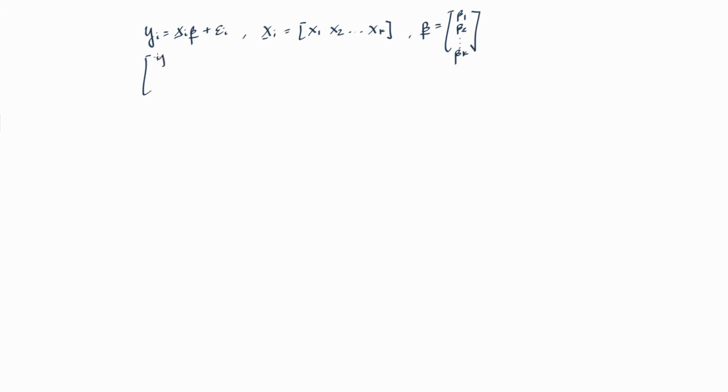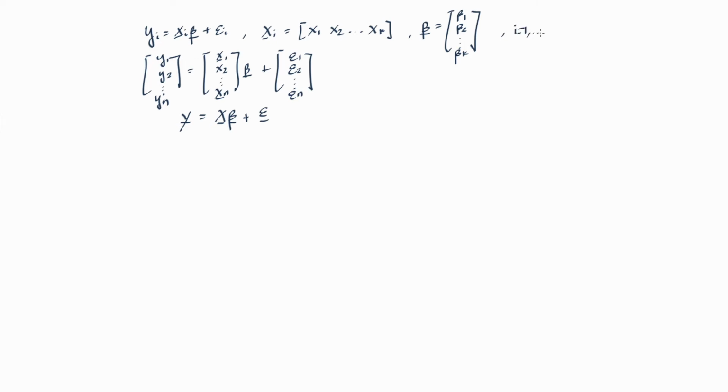So we'll have y_1, y_2 until y_n, and that is equal to the matrix containing the vectors x_1, x_2 until x_n times the coefficient vector beta plus epsilon_1, epsilon_2 until epsilon_n. In compact form, this is y equals X beta plus epsilon, where X is an n by k matrix. Again here, i is from 1 to n. n is the sample size.